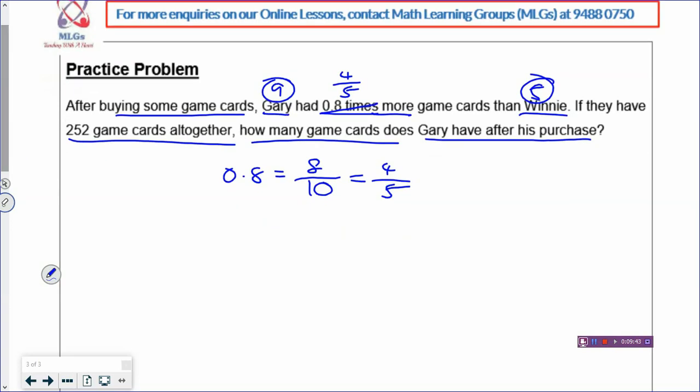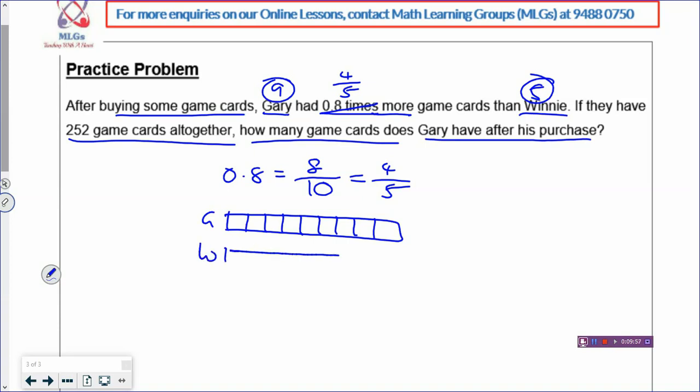So after buying some game cards, Gary had 9 boxes. Gary has 9 boxes. So you draw a rectangle, cut into 1, 2, 3, 4, 5, 6, 7, 8, 9. And Winnie has 5 boxes, which is until here. So yeah, 1, 2, 3, 4, 5. So you're actually drawing a comparison model.